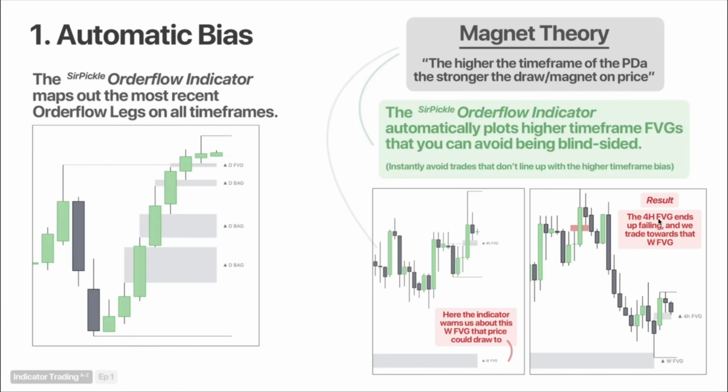And then the result, that 4 hour fair value gap ends up failing, retraces towards the weekly, and now we get an actual high probability fair value gap where all the order flow is aligned, where we have weekly bullish order flow, and now we have 4 hour bullish order flow, a 4 hour order flow leg displacing out of that weekly. This is high probability. This is not at risk as a result of magnet theory, and the indicator would have shown you all of that.